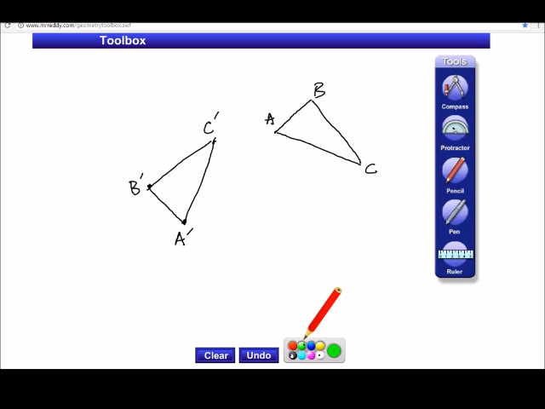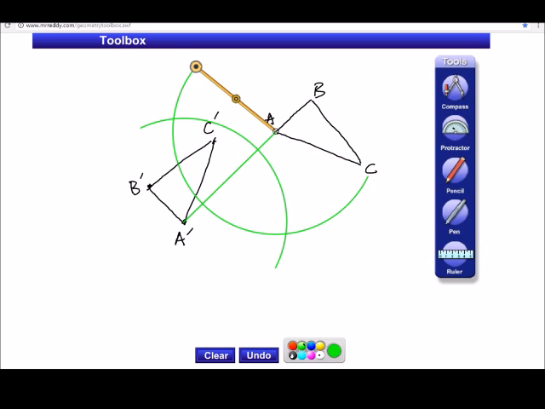Now we have a rotation and we would like to find the center of rotation, so we can use perpendicular bisectors to do that. The first thing we need to do is to connect our image and pre-image points with a segment. I can choose any ones that I like, and now I'm going to use my compass to construct the perpendicular bisector of that segment. I have to be more than half. And then I just move over there, construct my perpendicular bisector, and now I draw my perpendicular bisector.